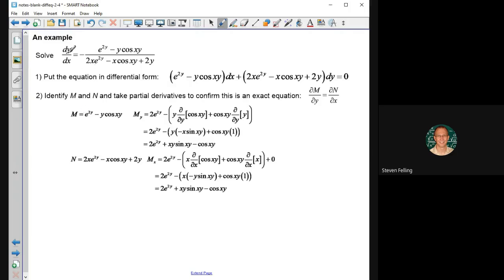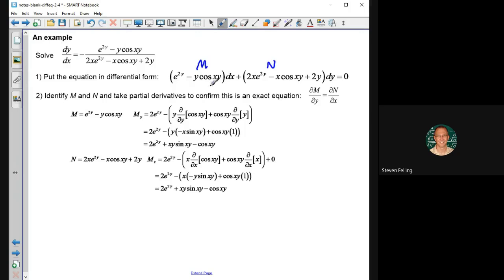So let's say we have this differential equation, a really crazy looking hard differential equation. First we're going to put this in differential form by cross multiplying and then gathering terms. So you can carefully rearrange this into this form: this times dx plus this times dy equals 0. We're going to make sure that this is an exact equation. This is M, this is N.